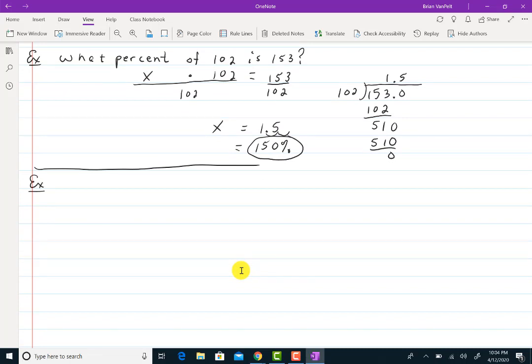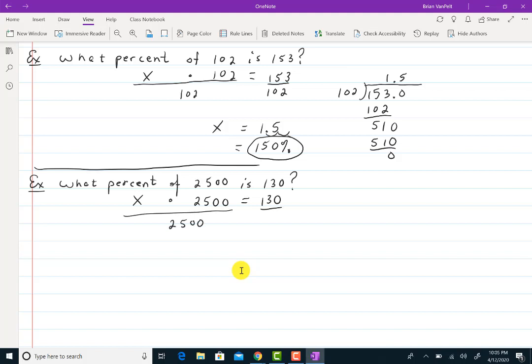My next example, what percent of 2,500 is 130? So we've got x times 2,500 equals 130. Divide by 2,500. Now, one thing that's really easy for me to do is cancel out a 10 from the numerator and denominator and get 13 over 250. That saves me a little bit of time.